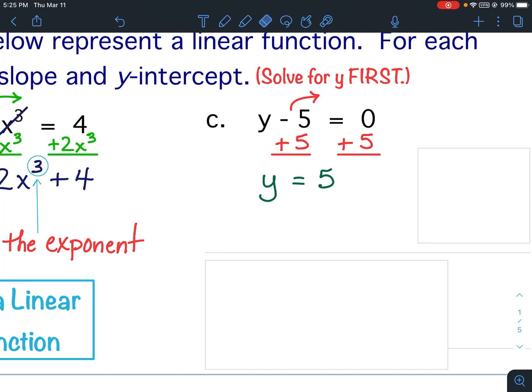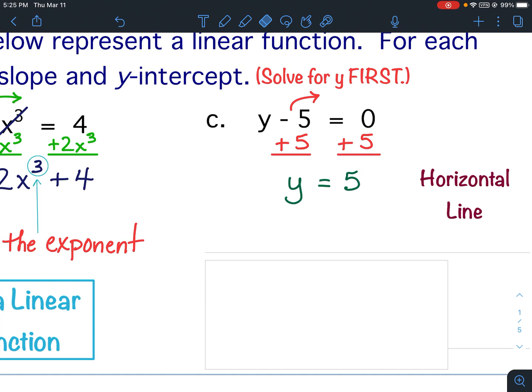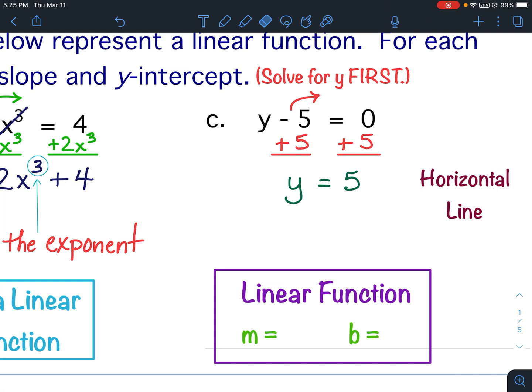Is that a linear function? Well, what kind of line is y equals 5? What kind of line do you have with y equals 5? We talked about this up in the examples, that would be a horizontal line. And horizontal lines are functions. They are linear and they pass the vertical line test, so they are a linear function.